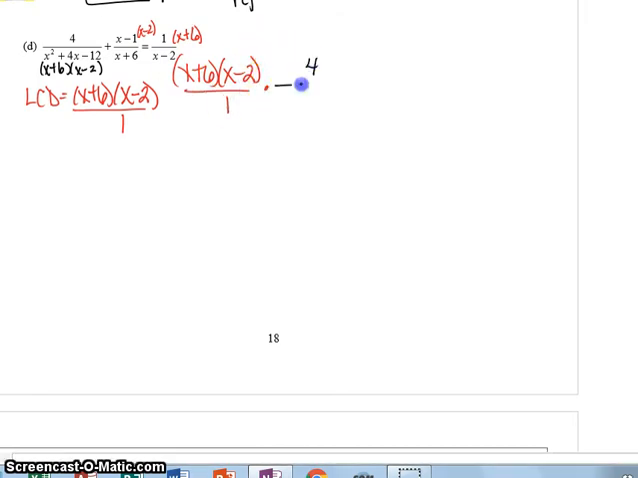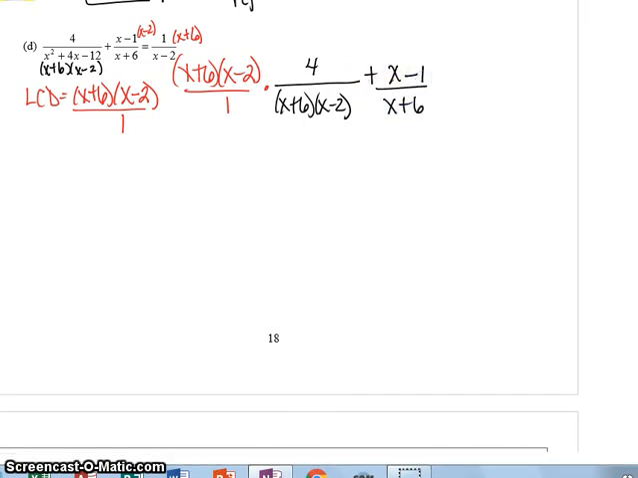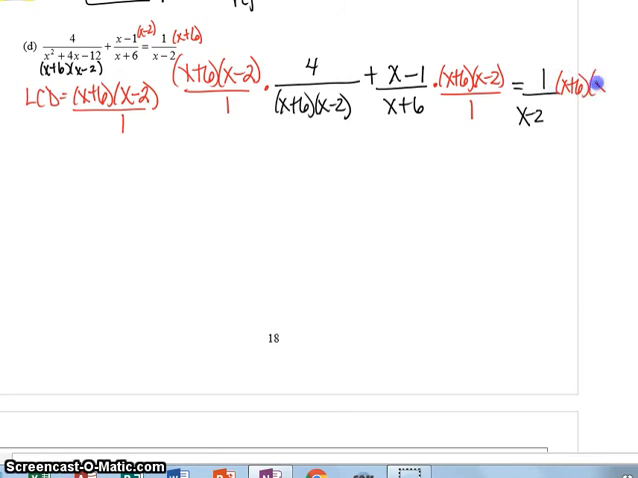So for those of you that are not sure what I just went through, I will do it with you right now. There's the first fraction. Okay, second fraction, x minus 1 all over x plus 6 multiplied by its LCD, x plus 6, x minus 2 all over 1. Carry your equal sign. They gave us 1 over x minus 2. You multiply by the LCD, which is x plus 6 times x minus 2 all over 1.